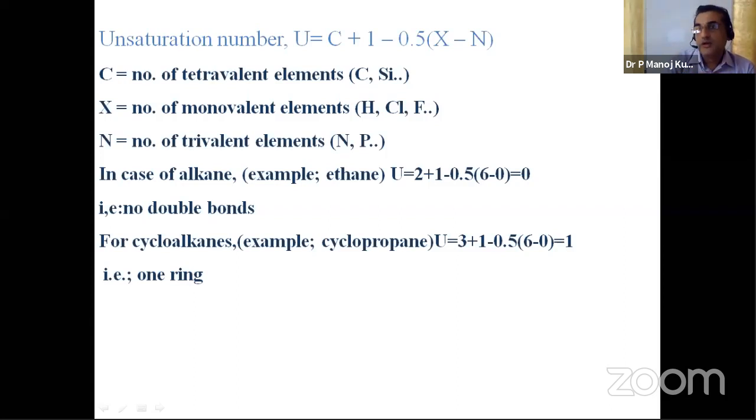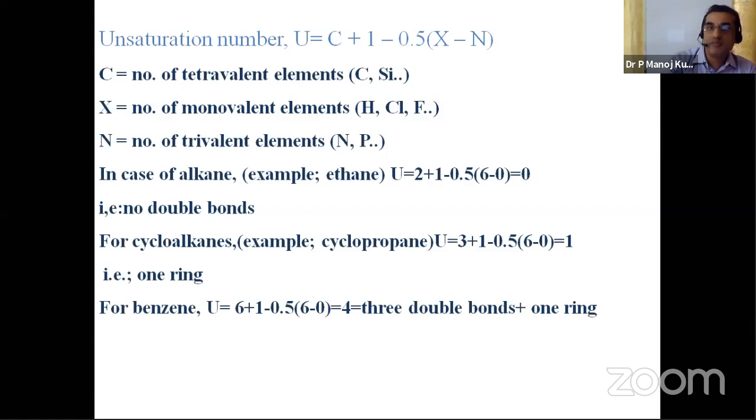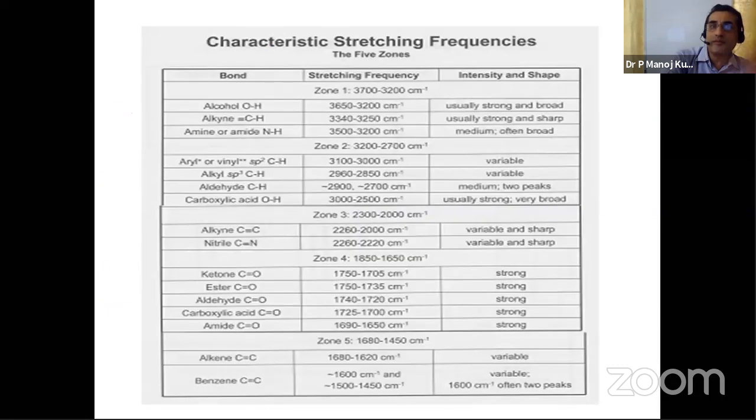So you are able to find out the particular aspect making use of this unsaturation number. In case of benzene, the U value will be equal to 4. You put the value of carbon plus 1 minus 0.5 into X. You know that benzene contains 6 hydrogens. No trivalent elements are there. Finally, it is 4. What does that 4 signify? You got one ring in it, 1. Then 3 double bonds. So 3 plus 1 is equal to 4. So this helps us a lot in interpreting the structure of the compound.